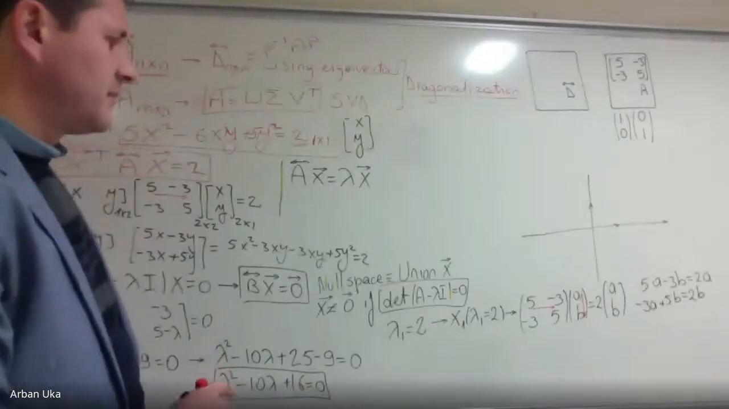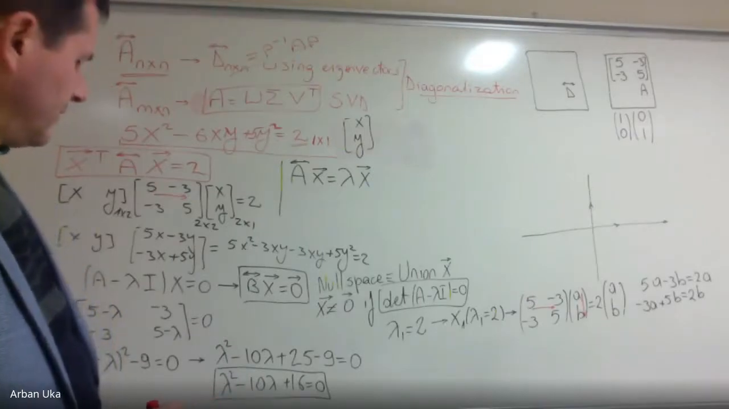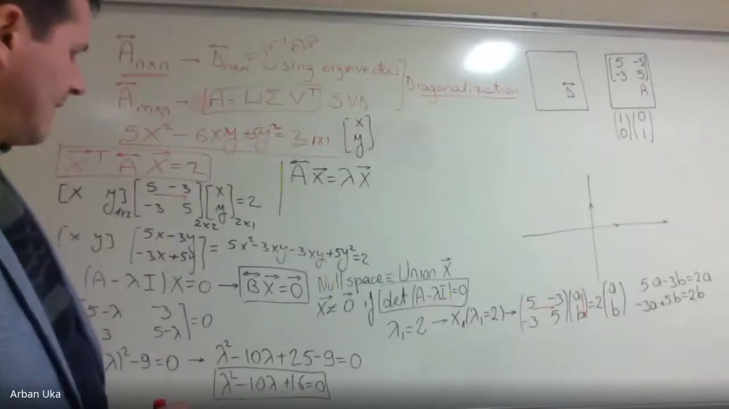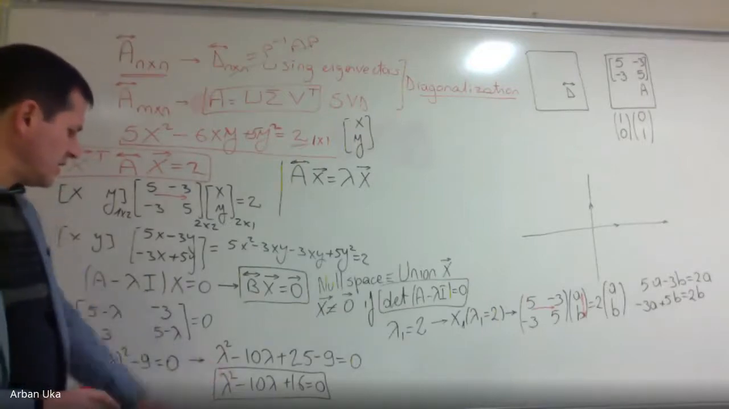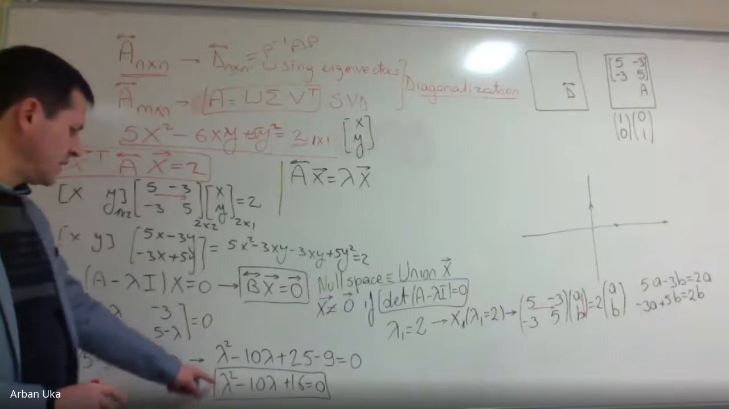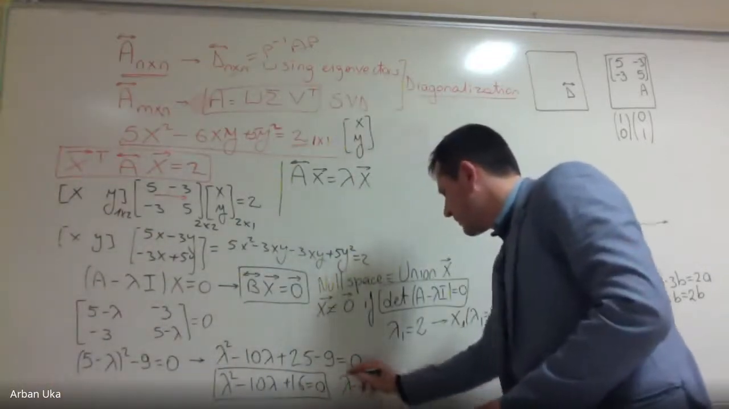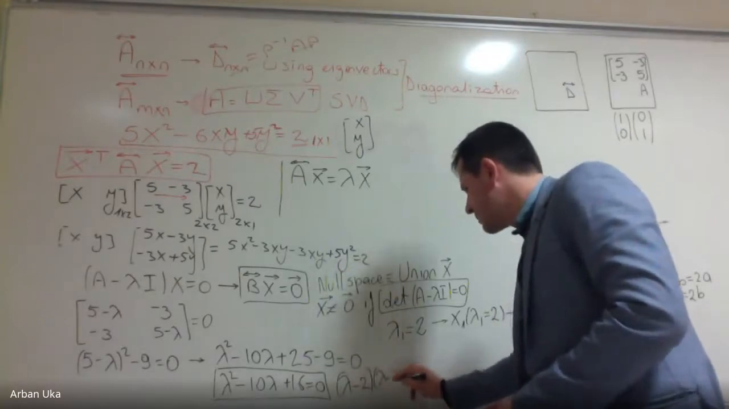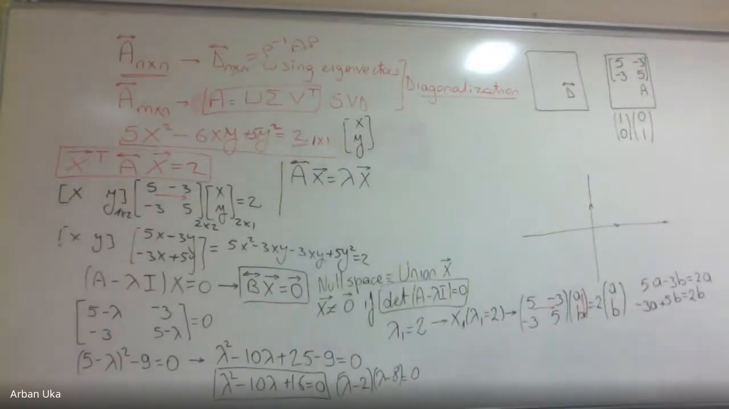Yes, one of the lambdas is 8, but the other one is equal to 2. So, for example, Johannes, this expression can be written as lambda minus 8 times lambda minus 2. So this is lambda minus 2 times lambda minus 8, equal to 0. So you were right. We get one of the values is this.